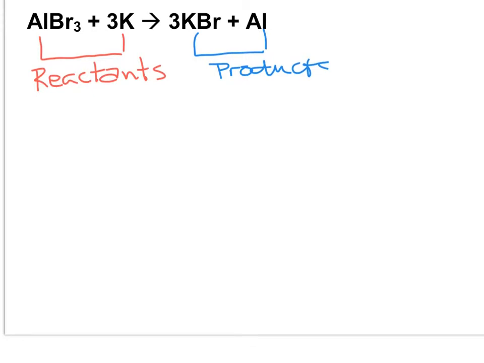So on the reactant side, we have 2 reactants. We have AlBr3 and K. And we can see that we have 1 AlBr3 and we have 3 K. On the product side, we have KBr and Al. And we can see that we have 3 KBr and 1 Al. These are our coefficients.